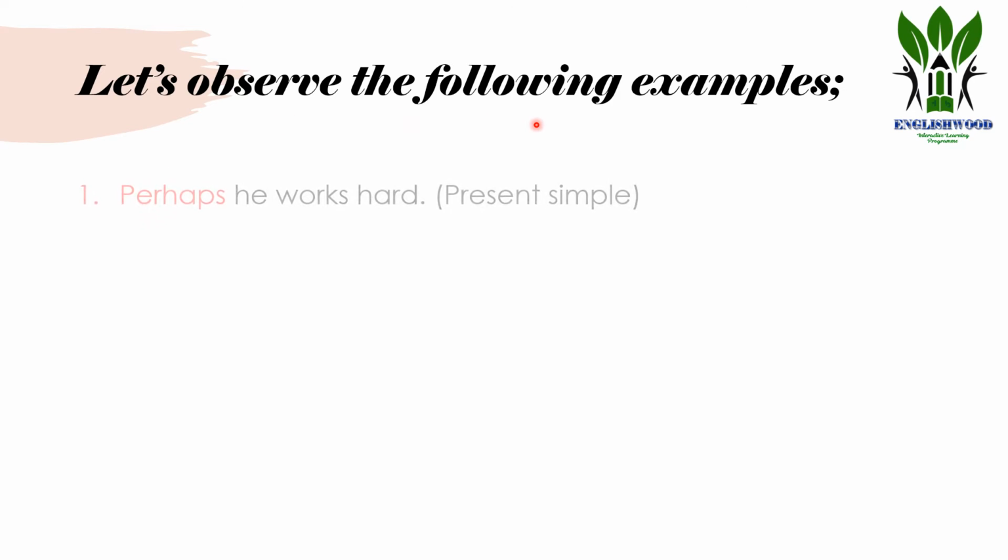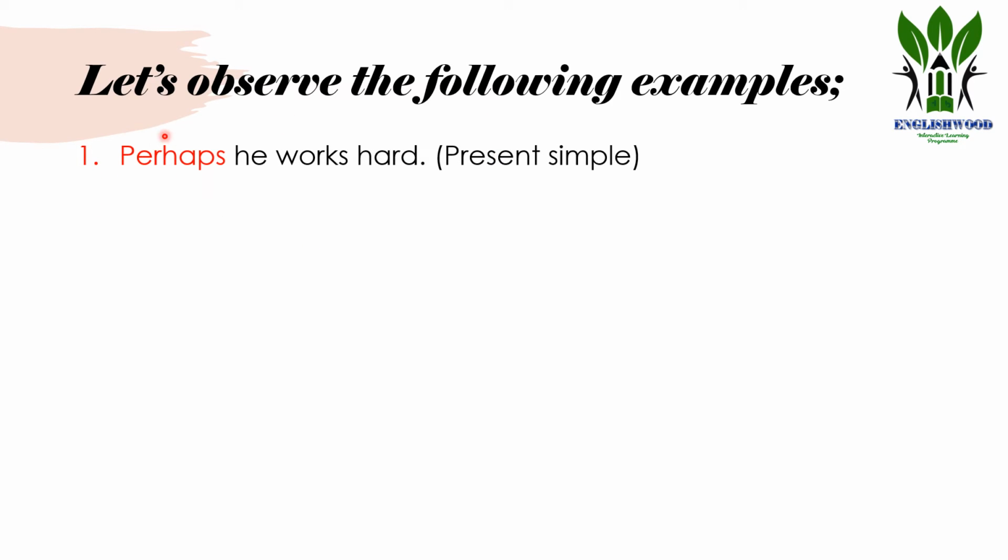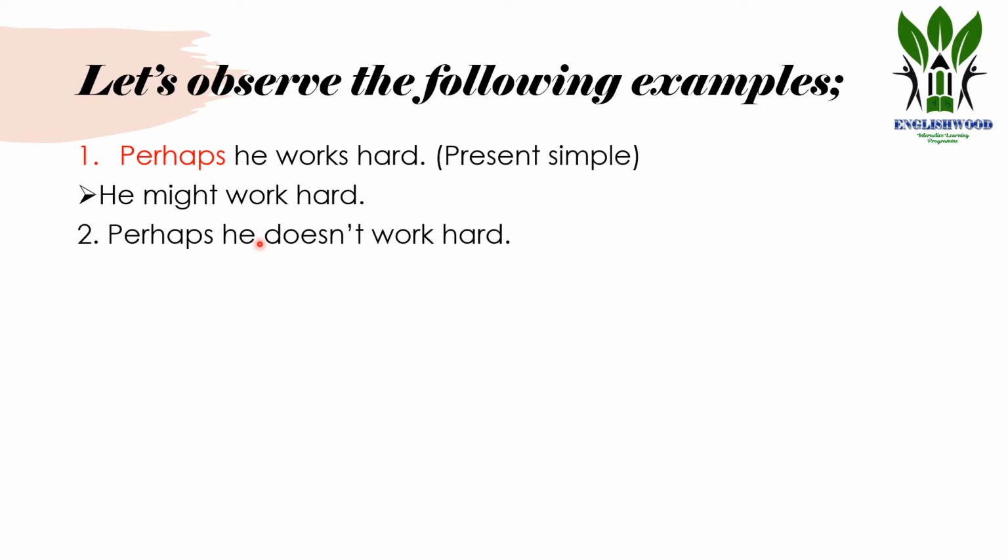Let's observe the following examples too. Now again, instead of I'm sure, if there is perhaps, look at this one. Perhaps he works hard, then he might work hard. So in this way we are learning using must and can't, and may and might are the same. He may work hard also, he might work hard, no problem. Perhaps he works hard, he might work hard. Perhaps he doesn't work hard, he might not work hard.